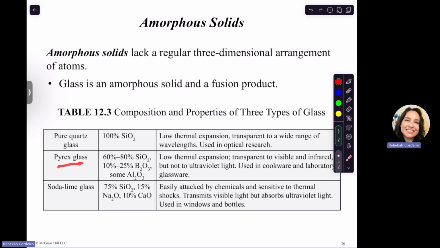A Pyrex glass, which we use in the lab and in cookware, has low thermal expansion. So that means that it's not going to crack or break if you do a quick temperature change for it, which is important in cooking and in lab work.